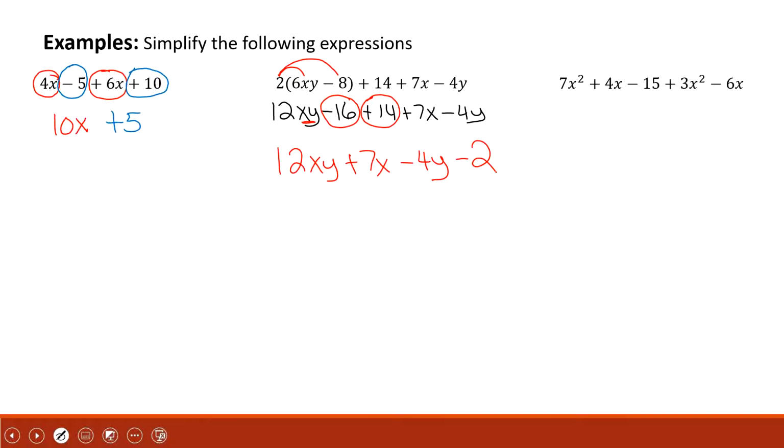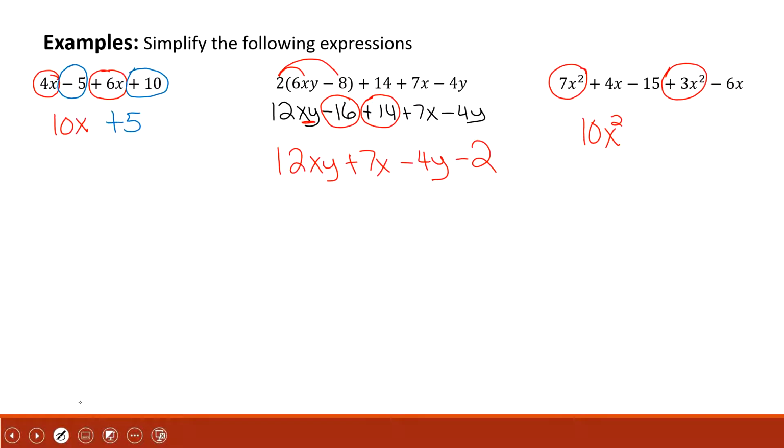Last example, we have 7x squared plus 4x minus 15 plus 3x squared minus 6. We're looking for like terms. I have variables raised to the second power. I can combine those two terms. So 7x squared plus 3x squared becomes 10x squared.